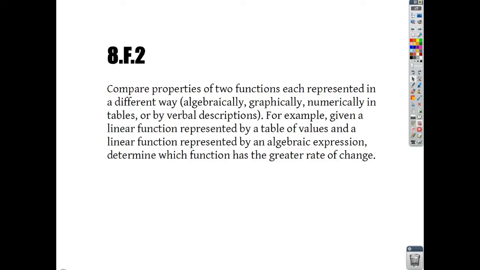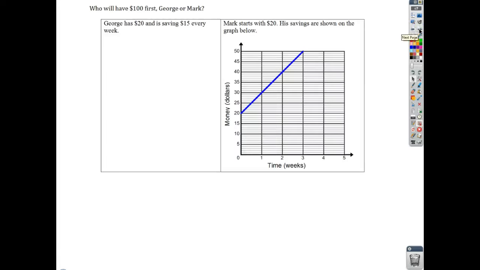Standard 8.F.2. All right. You can read this. If you need to pause the video to do it, feel free. Really what we're going to do is compare functions represented in different ways, use them to decide maybe higher rate of change, different starting point, all of those things. Okay, so let's move forward here.